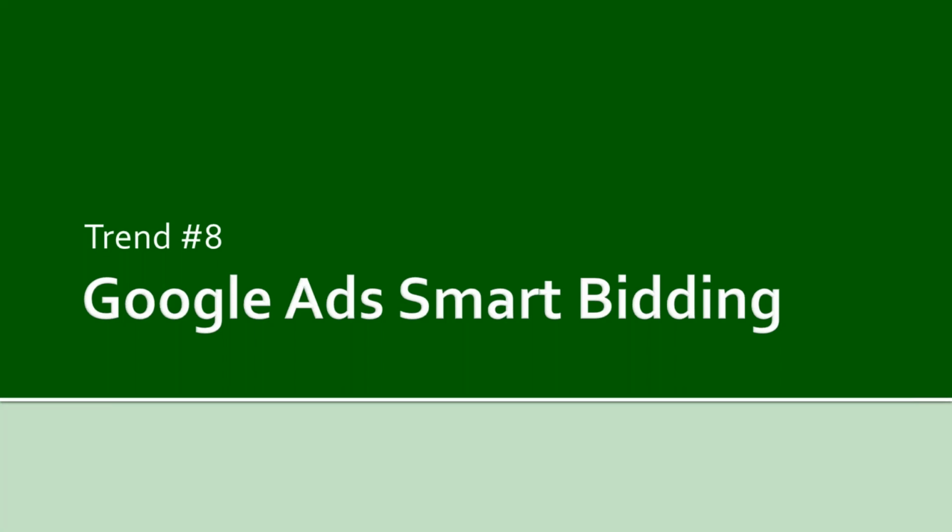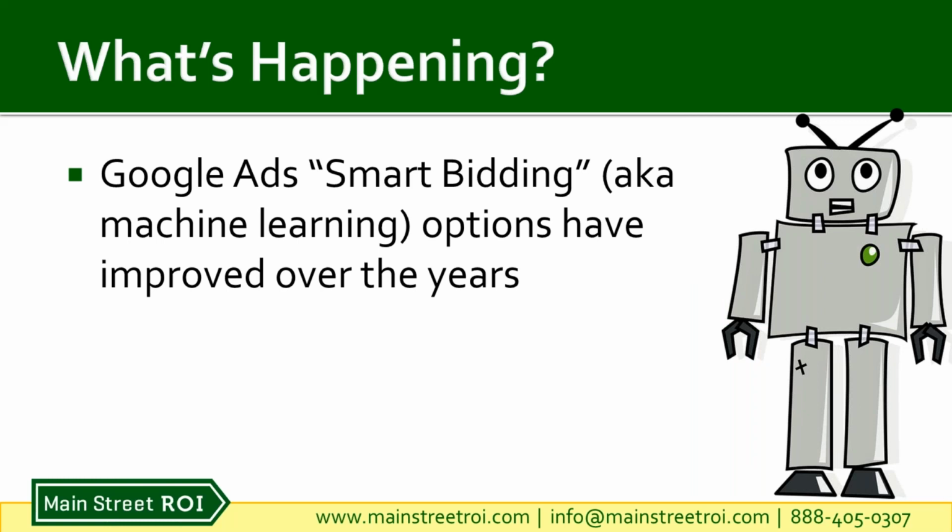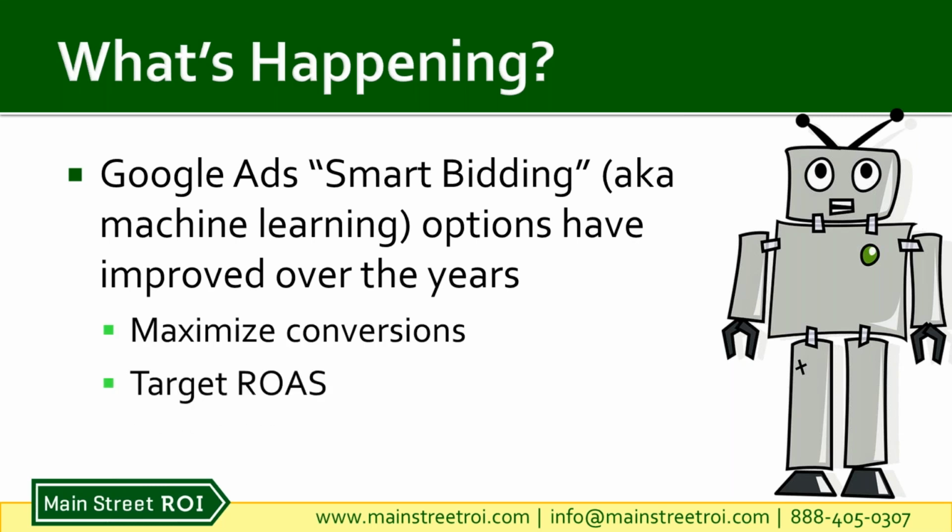All right, trend number 8, Google Ads smart bidding. So I've seen and used these automated bidding tools for a while now, but over the years, these have improved. So Google Ads, they call them smart bidding. You may have heard of machine learning, AI, artificial intelligence. So Google's rolling out different smart bidding options and investing and improving them. And a few that I would recommend you test are maximize conversions, target return on ad spend, ROAS, and target CPA or cost per action.